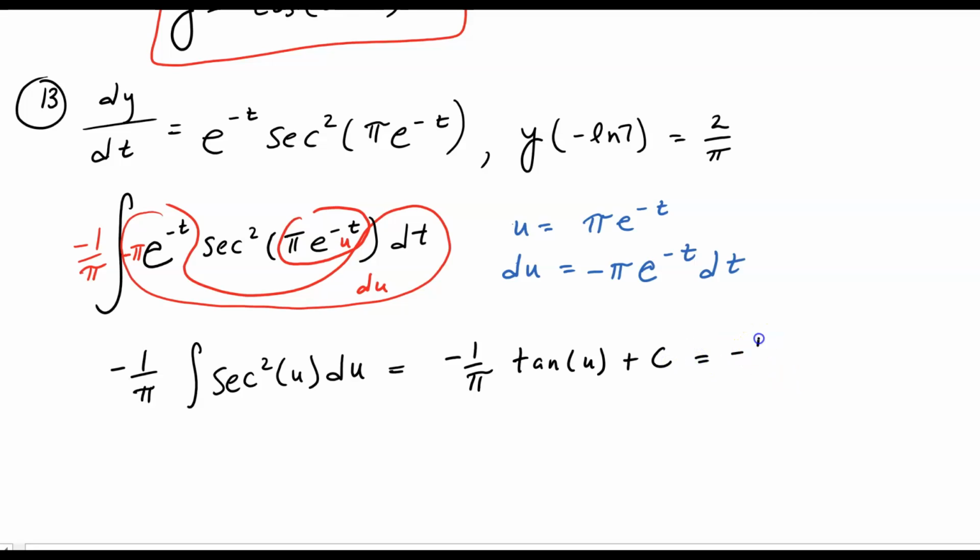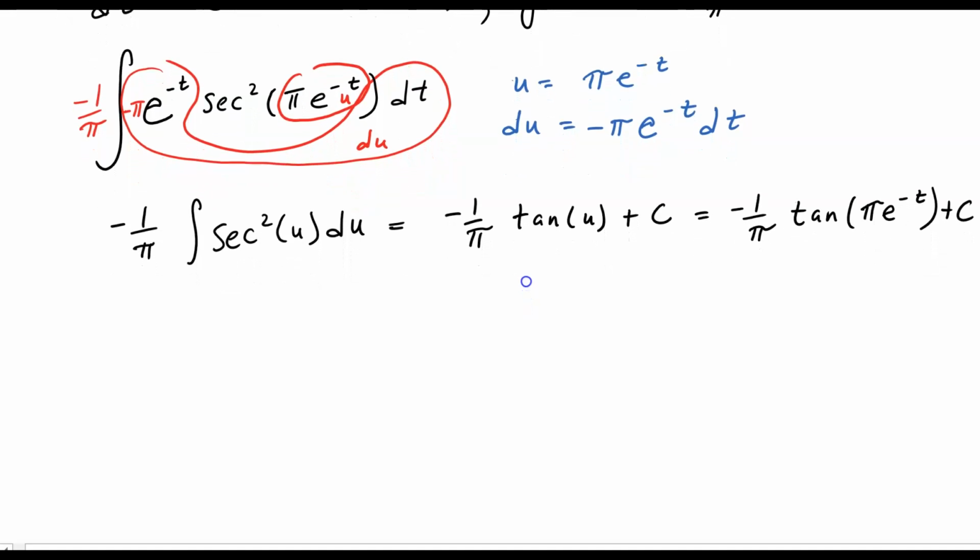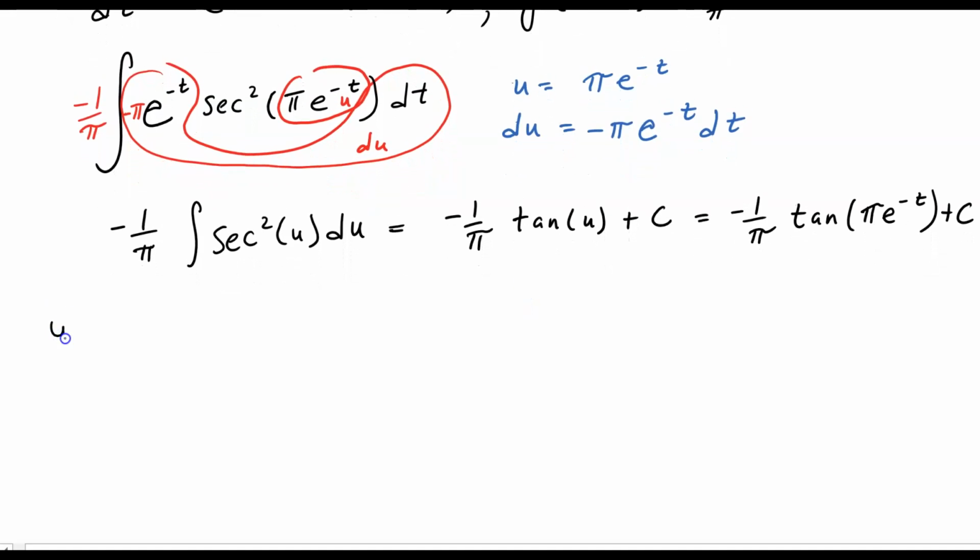And now we can back substitute. Negative 1 over pi, and then u, of course, tangent, and then the u was pi e to the minus t plus c. Okay? And so yet again, we plug in what we know. Well, we know from the very beginning that if we plug in the negative natural log of 7, we're going to get 2 over pi.